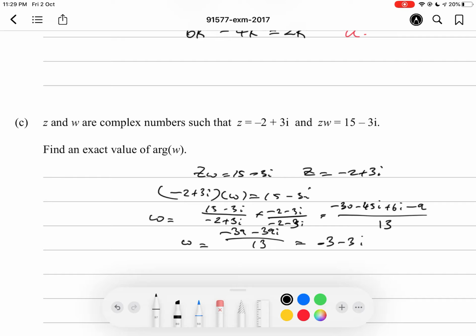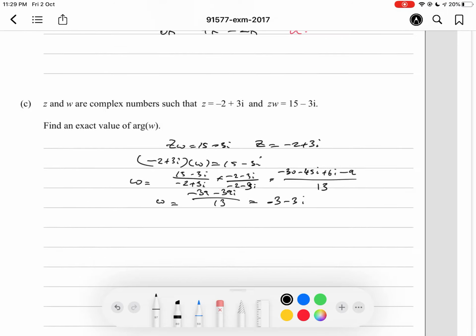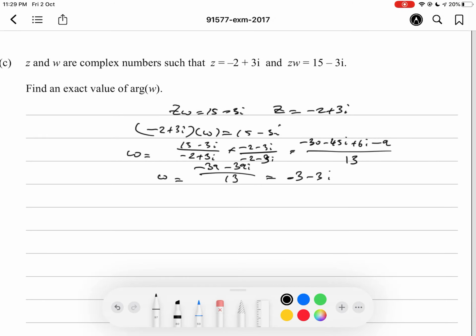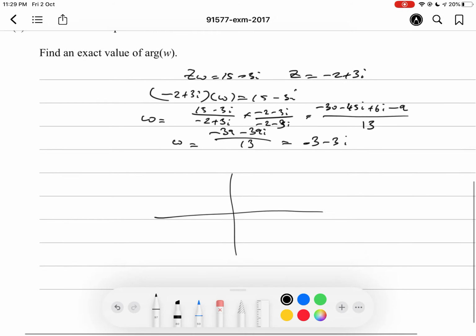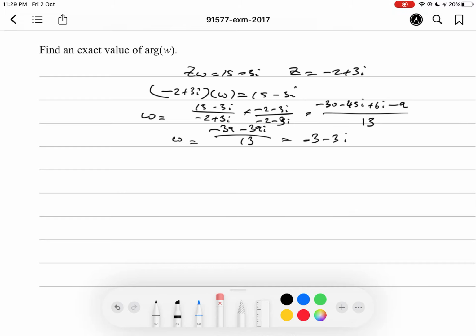Right, so when you're finding the argument, I always recommend that you draw out the Argand diagram. Just a rough sketch, it doesn't have to be perfect. So negative 3 minus 3i, we can clearly see that should be somewhere here. So that's our w, and our argument will simply be the angle. Here, that will be the argument.